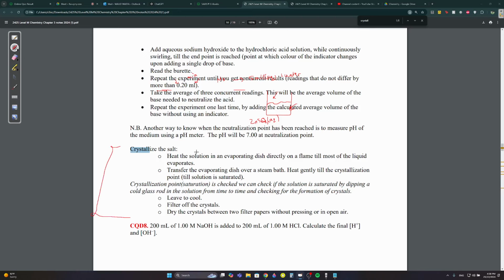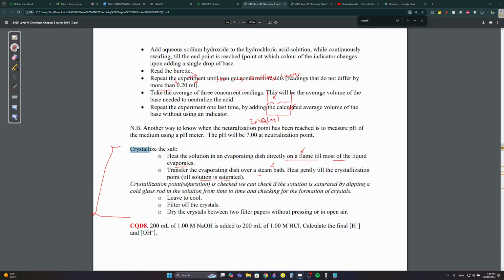Okay. To crystallize the salt, you heat the solution in an evaporating dish directly on a flame till most of it evaporates. When most of it evaporates, you put it over a steam bath. Why do you change it from flame to steam bath? Because a steam bath won't burn your dish, okay? This is how I memorized it. Now with the steam bath, heat gently till the crystallization point, so till the solution is saturated. So like, there's no more liquid there, you know?